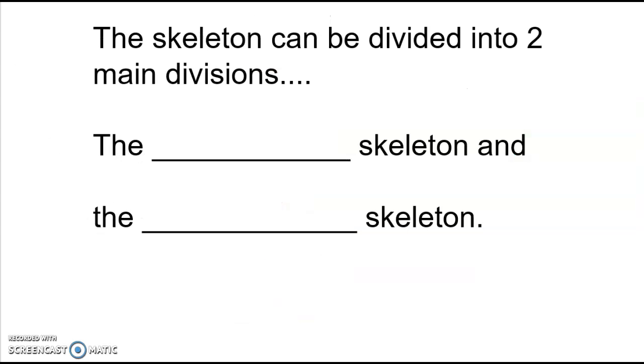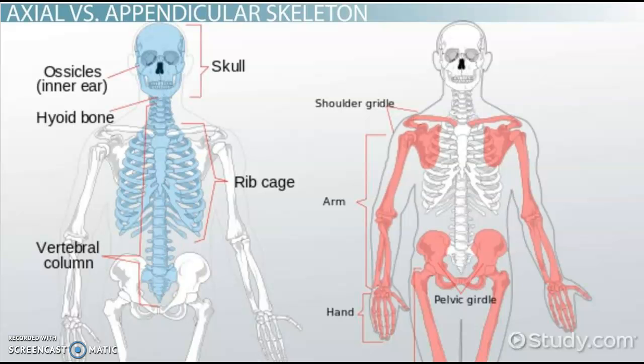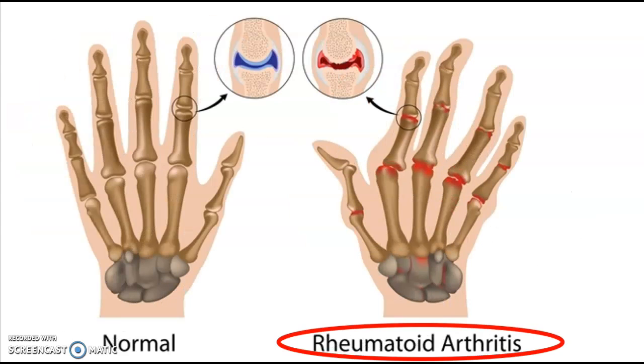The skeleton can be divided into two main divisions called the axial skeleton and the appendicular skeleton. The axial skeleton is the skull, the ribs, and the vertebrae, and the appendicular skeleton is everything else. What medical condition is being shown here, where the joints are not freely moving and bone is grinding on bone? Arthritis, rheumatoid arthritis.